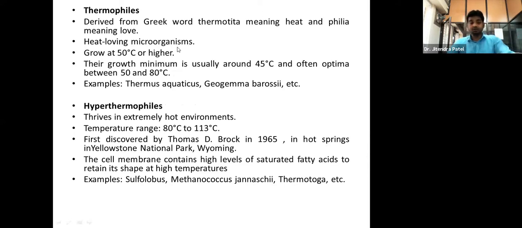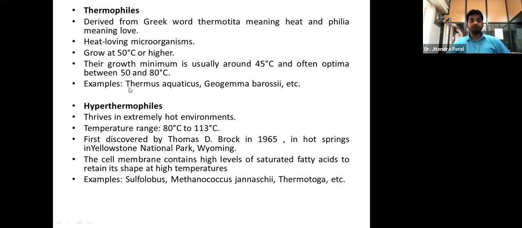You should know they grow at 50 degrees or higher, right? We would die definitely, or other animals also, they may die, but these microorganisms below 50 degrees will not survive. Their growth minimum is usually around 45 degrees and often optima between 50 and 80. That's the optimum or favorable range for these kinds of microorganisms, above 50 or up to 80 degrees. You just imagine, right? It's a very high temperature actually for a living organism.